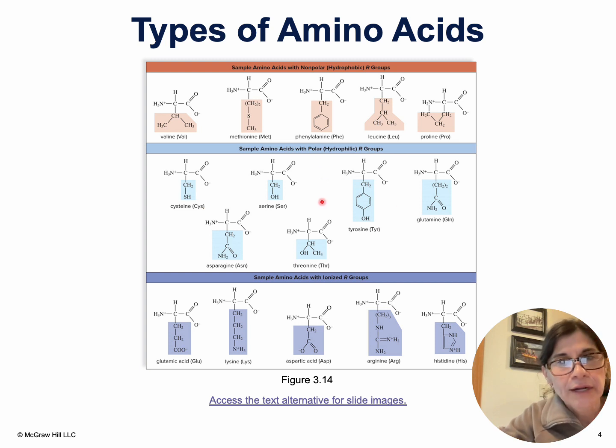So these will interact with water. You can see that if you have a chain that's polar and a chain that's non-polar, if it's surrounded by water, it's going to cause it to bend in a different way. All right, and then here on the bottom, there's other ones which actually have ionized R groups.